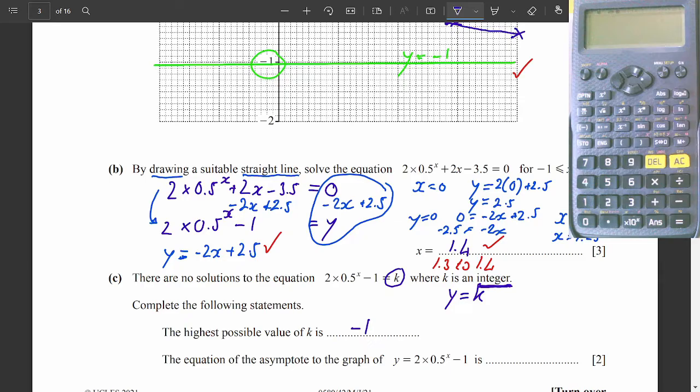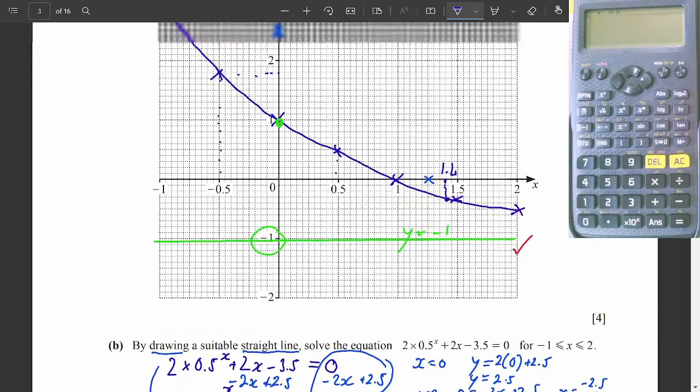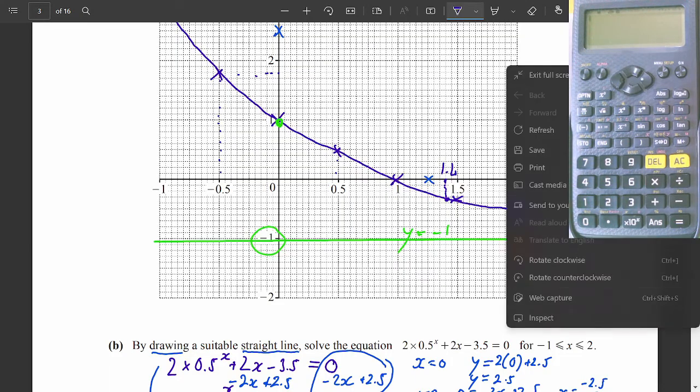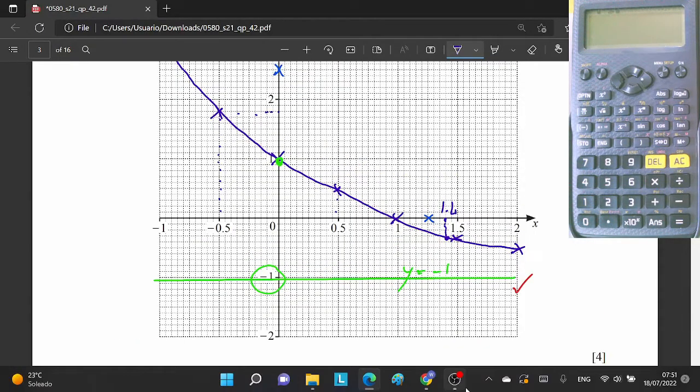The equation of the asymptote to the graph is... okay, asymptote, what does that mean? It means a line that's being approached in a graph but never reaches it. Okay, let me show you what it looks like on Desmos graphing.